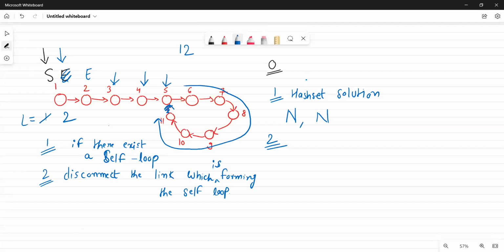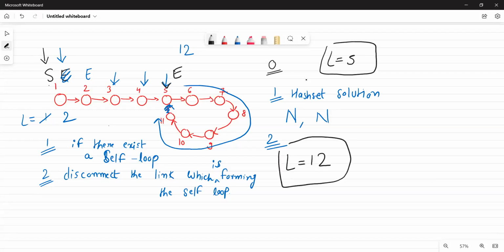See, your ending point now, after rotating around this entire circle, this is your ending point. For this ending point, you should be getting the length equal to 12, correct? But when you start traversing from the starting point, you will get your ending point at length equal to 5 only. And that is where you will know that there is a self loop in this particular linked list. Getting this?